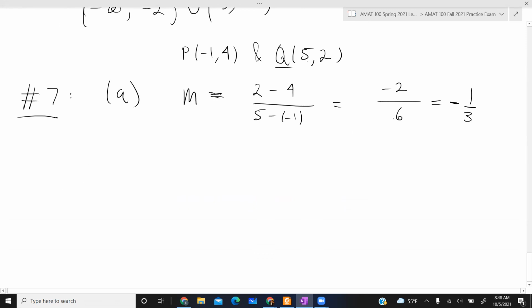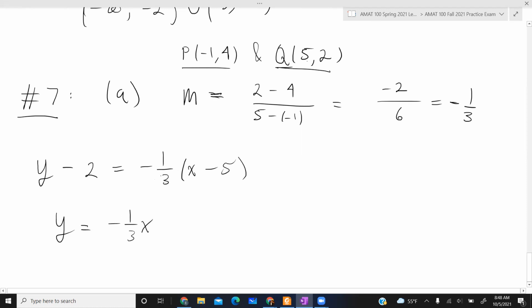So this is the slope, and now we have a point and a slope, so we can find the equation of the line. You can choose either this point or this point, it doesn't matter. I'll just choose Q. So it will be y minus 2 is equal to the slope, which is -1/3, times x minus 5. Then I simplify: I distribute, and I get -1/3 x plus 5/3. Now I have to get rid of this -2 here, so I have to add 2 to both sides.